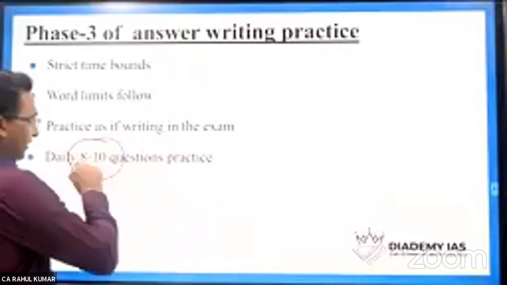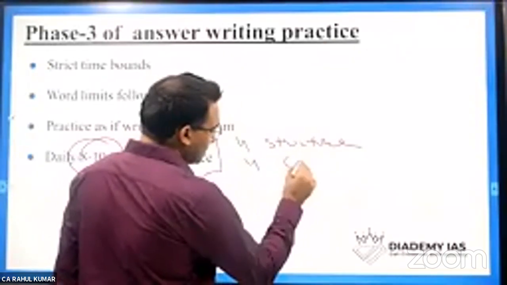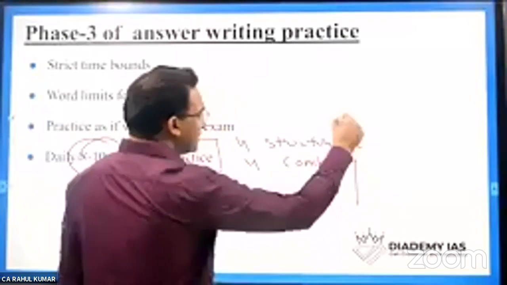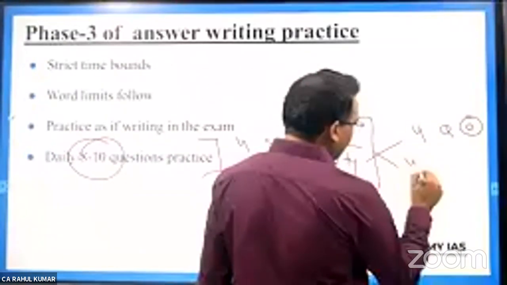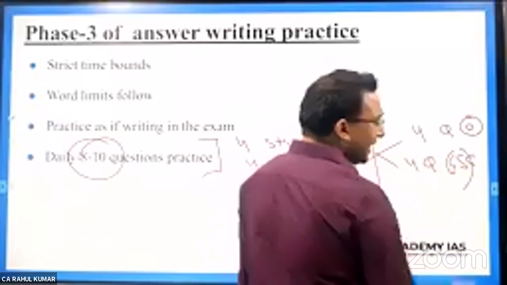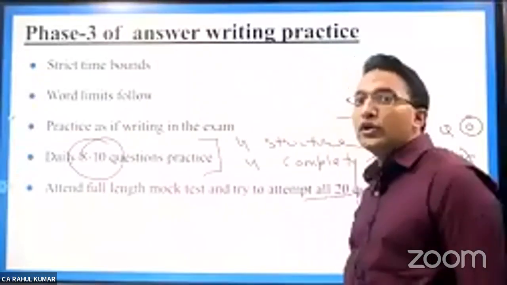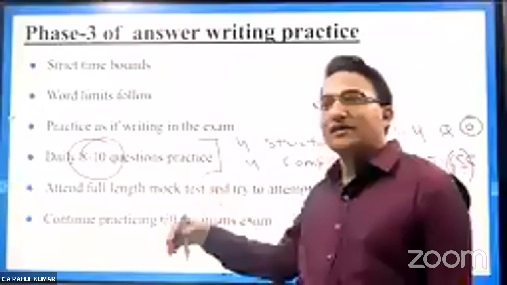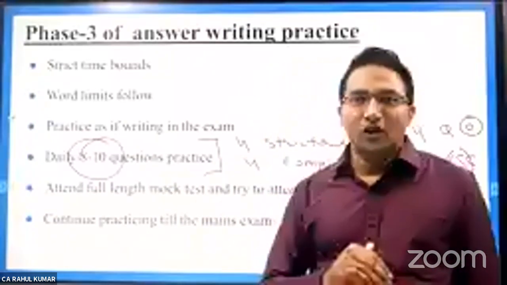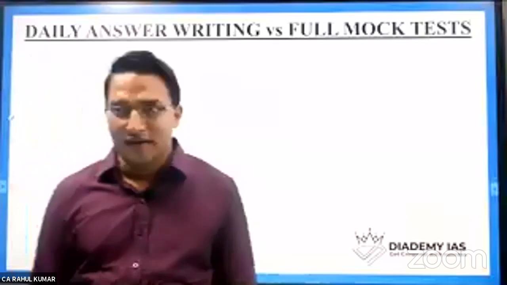For these 8 to 10 questions, you will make the structure for 4 questions and write 4 questions completely. These 8 questions you can classify as 4 questions from the optional and 4 questions from the GS. It is not that you have to do answer writing only for GS; rather, you have to maintain a balance and do this for both GS and the optional paper. Are you getting me, my friends? Now, you should attend the full length test and attempt 20 questions in this phase. You should continue this practice till your mains examination. Those people who are appearing in the 2020 examination should practice this immediately, as soon as possible.